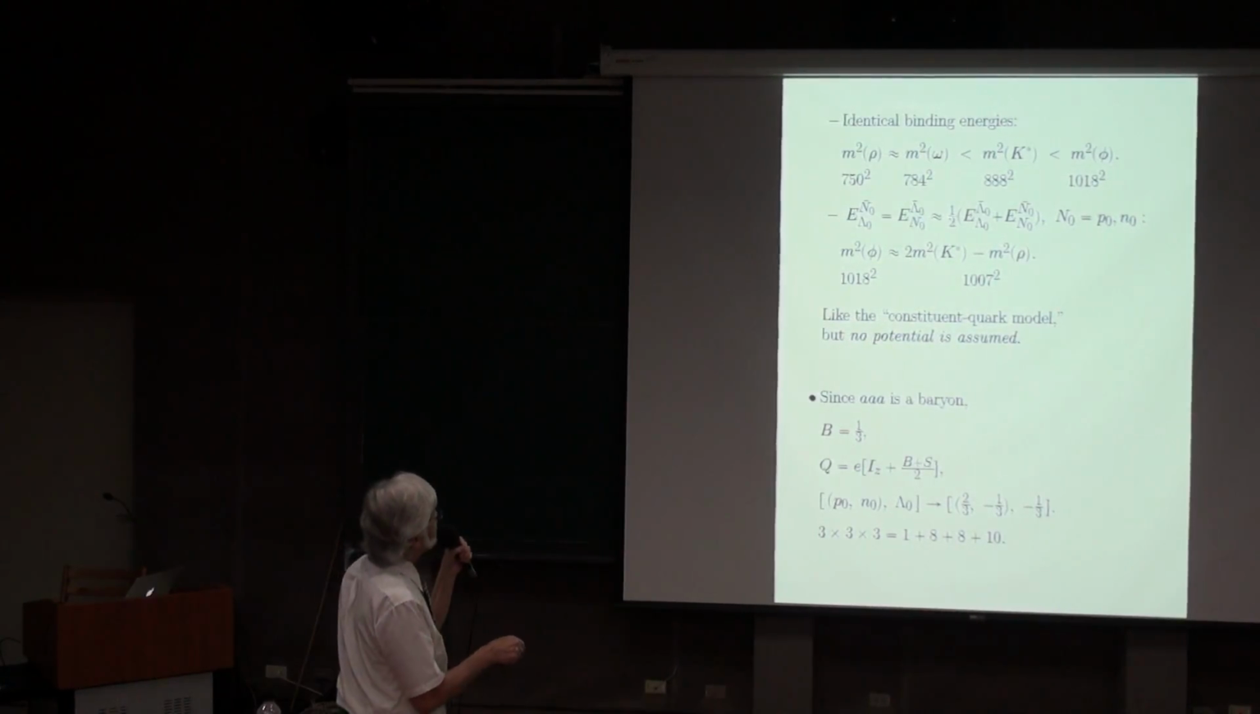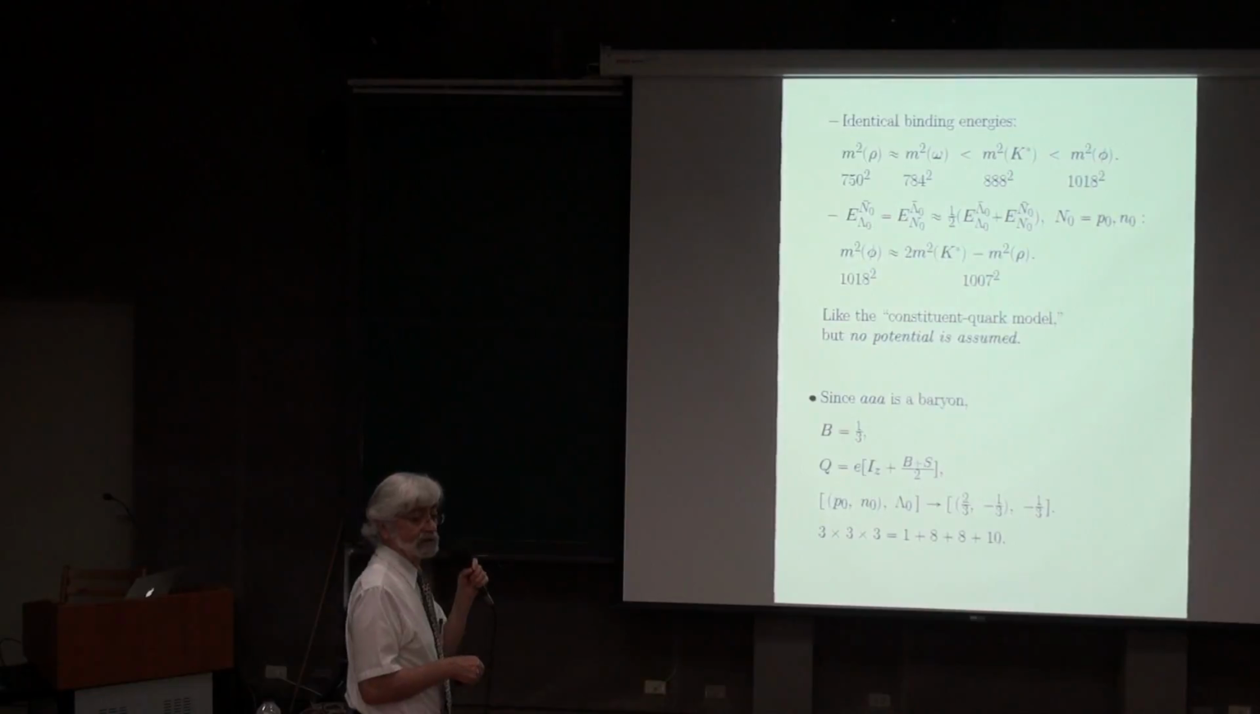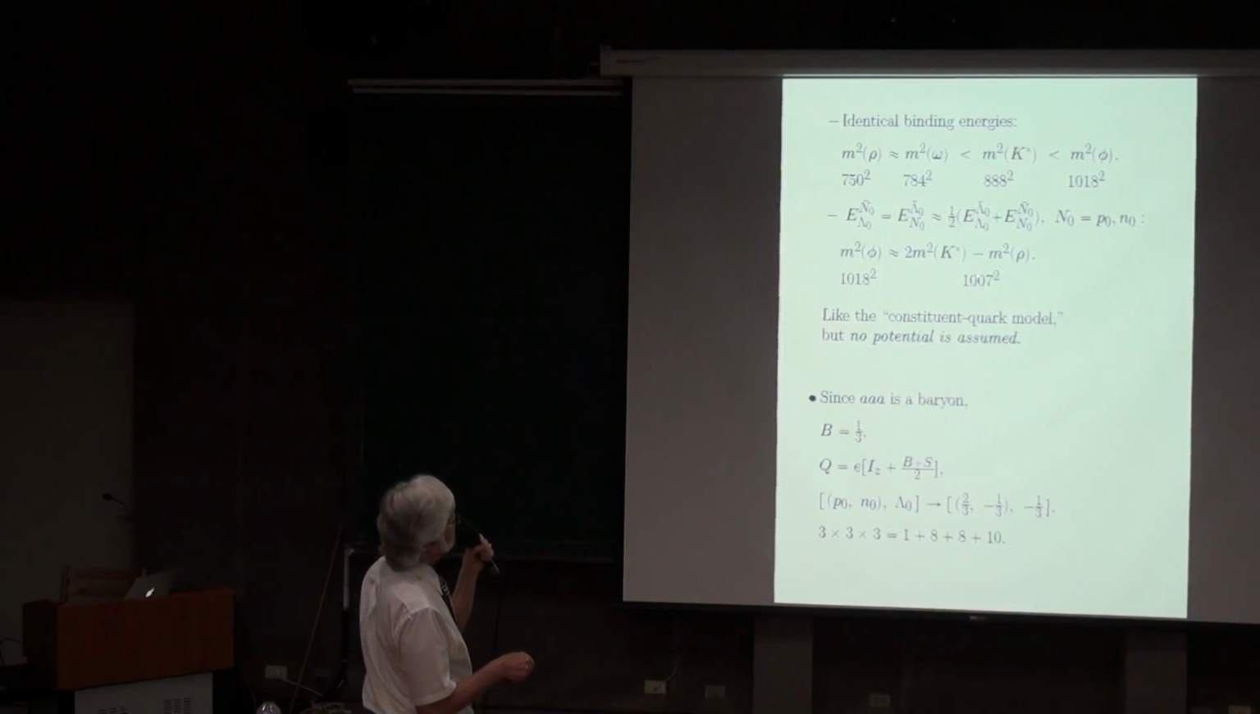So if you make that assumption, then you get the following relation, that the mass squared of the phi is twice the mass squared of the k star minus the mass squared of the rho. And this works extremely well. So this is really quite exciting.